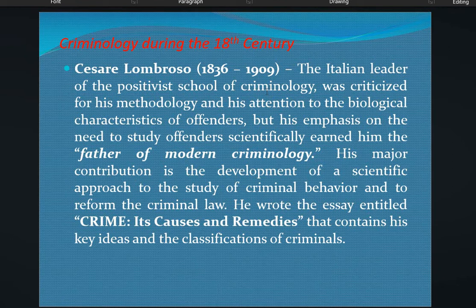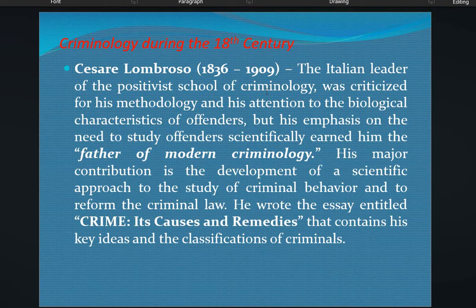Okay? So again, Cesare Lombroso is the founder of the Positivist School of Thought, and he is also known as the father of modern criminology. While Cesare Beccaria is the one who proposed utilitarian hedonism, pain and pleasure, and also the one who proposed the classical school of thought.